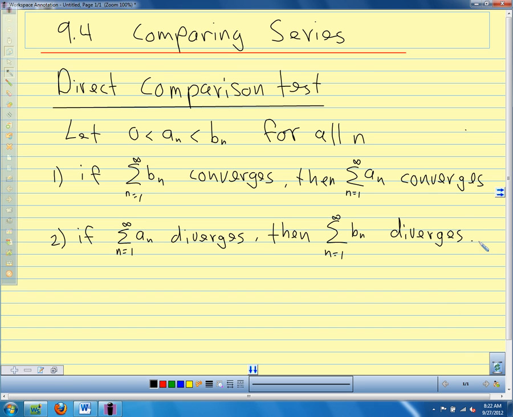So this is our direct comparison test, and I think of this one kind of graphically. If we have one series where the terms are always greater than another series, and the series with the greater terms converges, I think of it kind of pushing down on the series with the smaller terms. So the greater series puts a bound on the limit, it kind of pushes it down.